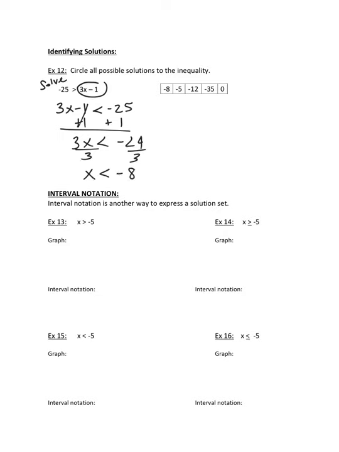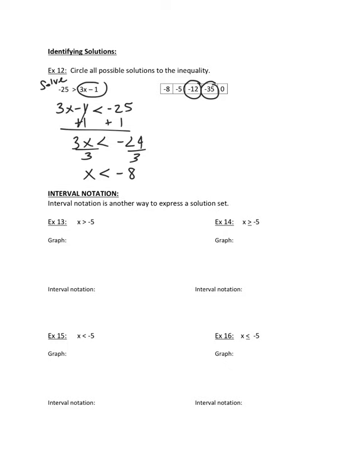Be careful, negative 8 is not a solution. It's all numbers less than negative 8. So negative 5 is not less than negative 8. Negative 12 is less than negative 8. And negative 35 is less than negative 8. All right, so just be careful, it doesn't say equal to.